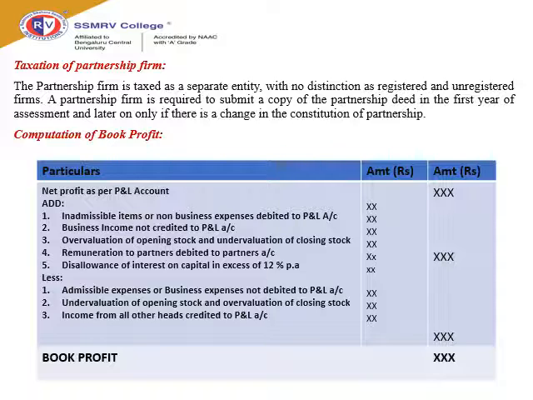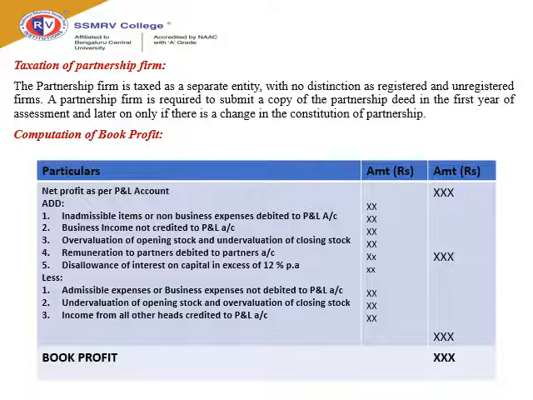The second type of problem is covered in this PPT. The second type of problem is calculation of book profit. Here we are given the format. We need to remember this format to find out the book profit, and we need to remember what are the items to be added and what are the items to be deducted. Students, you can see there are 5 items to be added to the net profit, and there are 3 items which should be deducted from the net profit.